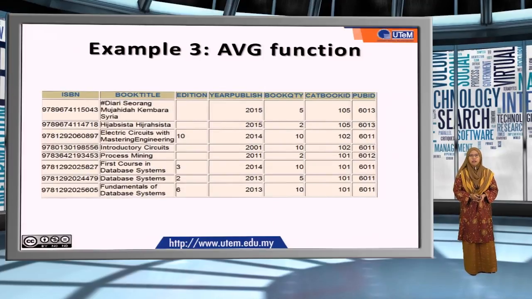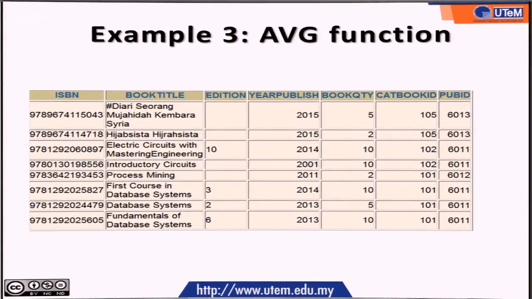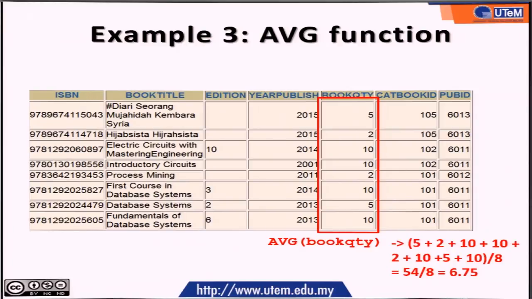The slide shows how the average function works to get the average number of copies of a book title. The average value is calculated by dividing the sum of book quantity values, which is 54, by the number of book titles, which is 8. Therefore, we get the average number of copies of a book title, which is 6.75.